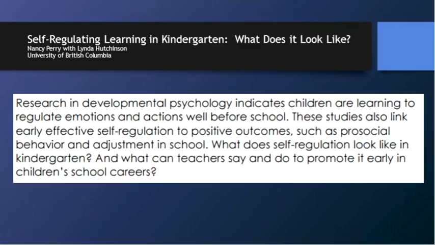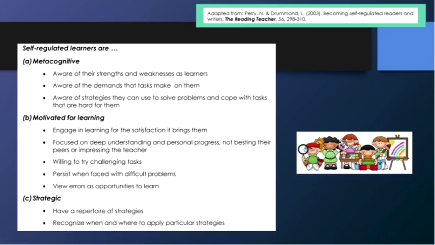And the important thing is that we need to do it because studies show that effective self-regulation leads to positive outcomes such as pro-social behavior and adjustment with the schooling process. And so let's continue on with that. Self-regulated learners are aware of their strengths and weaknesses. They're aware of the demands that are placed on them, and they're also aware of the strategies that they can use to problem solve and cope with tasks that are difficult for them.